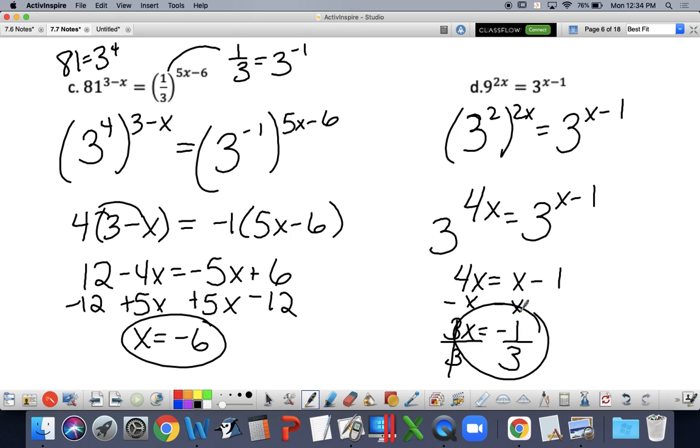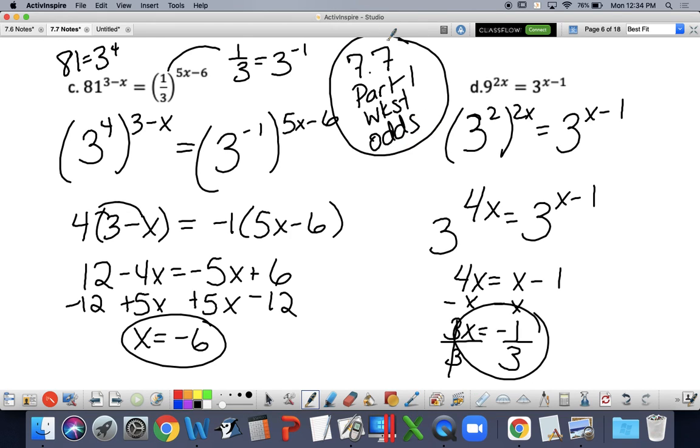Your homework assignment that goes with this is the 7.7 Part 1 worksheet. But it has a lot of questions, and I don't think we need to do all of them. So do we want to do evens or odds? Odds? Yeah. So odds are your homework that go with this one. Again, I did not care if we did odds or evens. I just figured we probably didn't need to practice it 24 times.